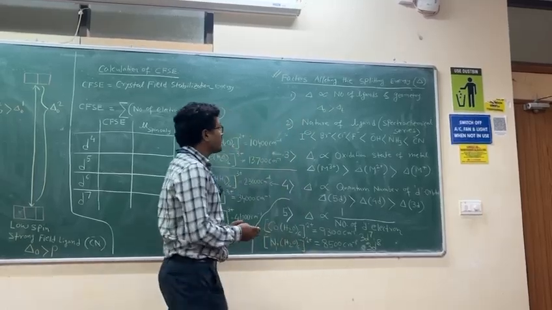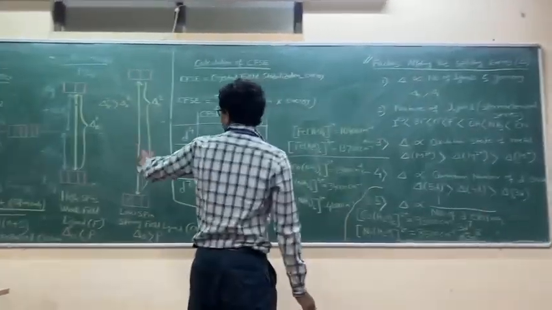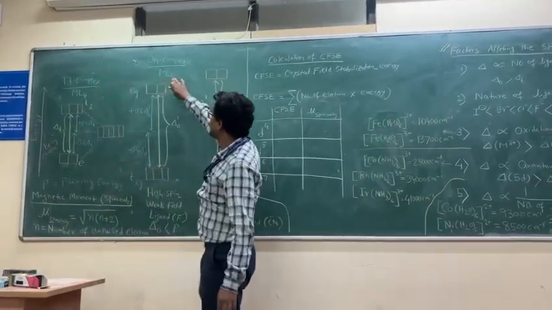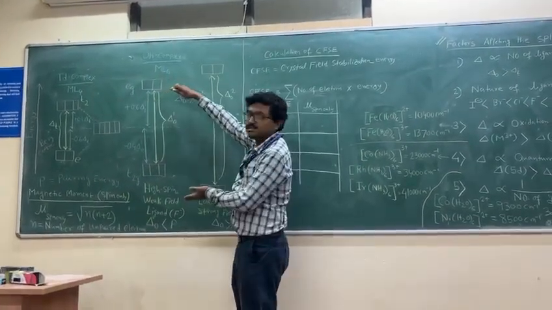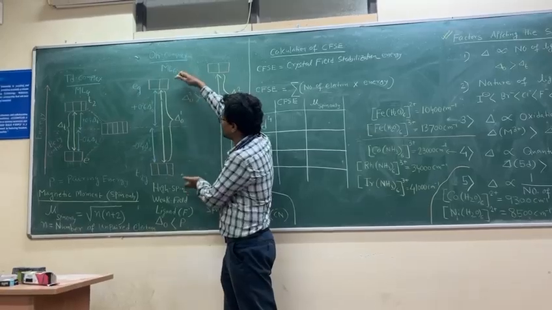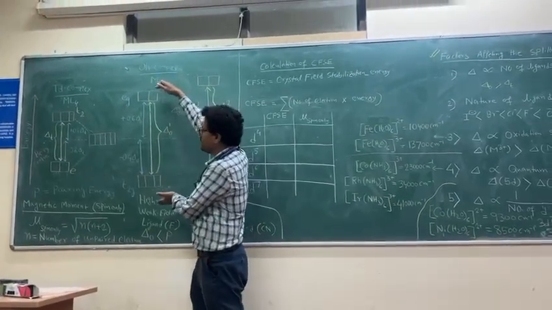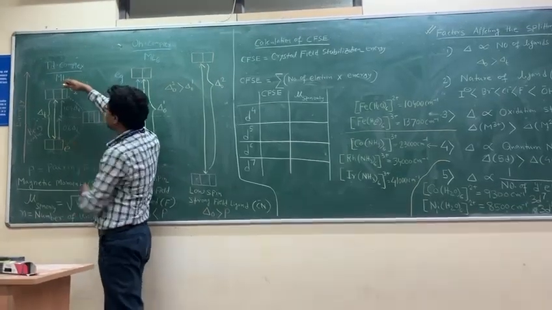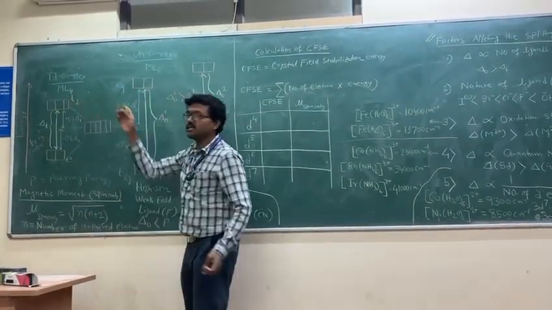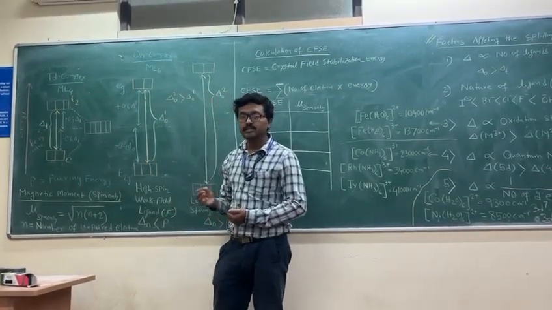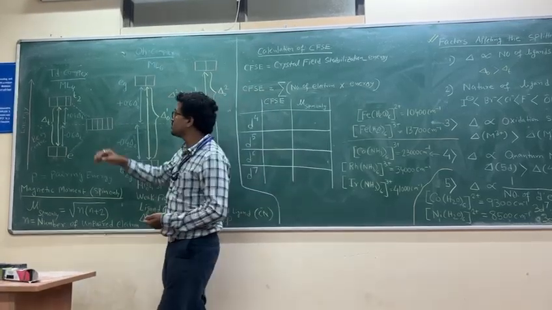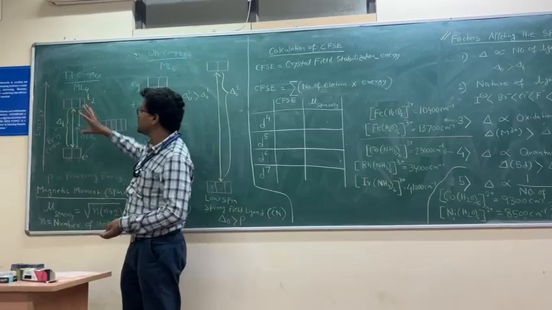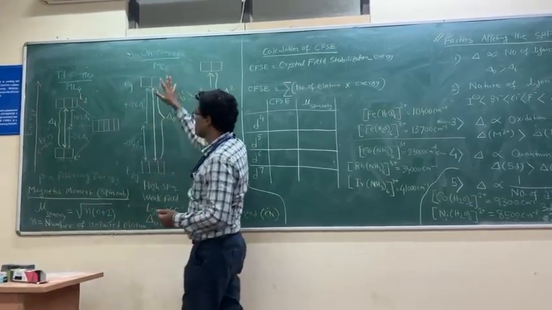Number of ligands means, as we have already discussed, in a tetrahedral field there are 4 ligands, and in an octahedral field there are 6 ligands. When there are 6 ligands, there is more interelectronic repulsion, so the gap is very high. When there are fewer ligands, there will be less interelectronic repulsion. Repulsion means repulsion between the electrons present in the metal and the electrons of the ligand. When there are 4 ligands, repulsion will be less. When there are 6 ligands, repulsion will be more.